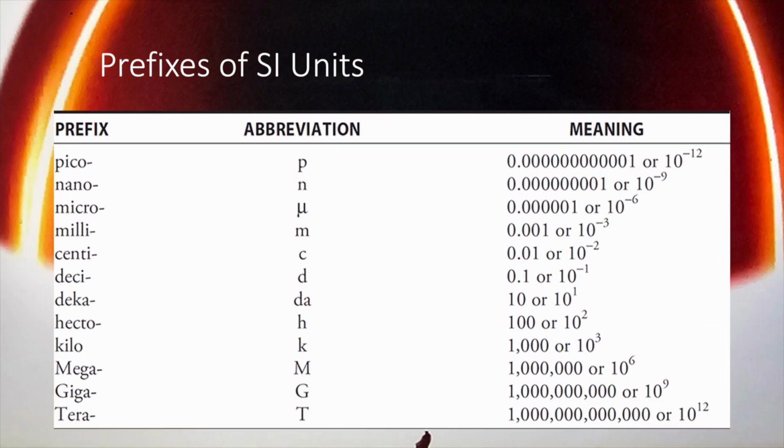So prefixes of SI units. These are the most common prefixes you'll see, but really, I think it's mostly kilo, milli, centi, and honestly, that's it. Because I cannot say a single time I've heard a tera other than on tables like these. And all these do is tell you how much you're going to move the decimal point.